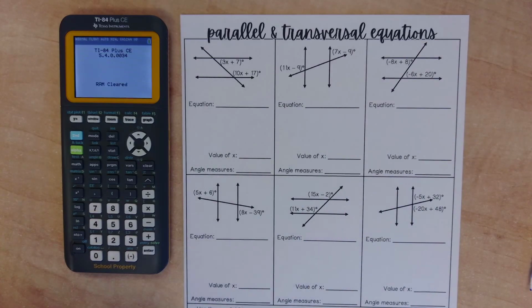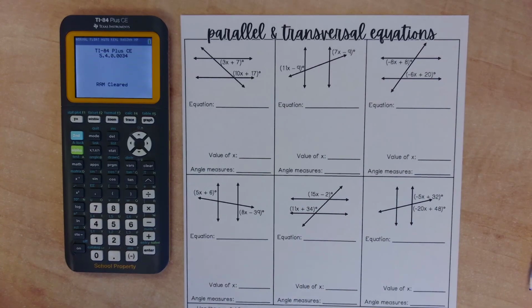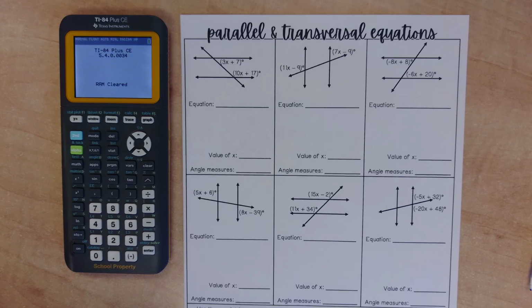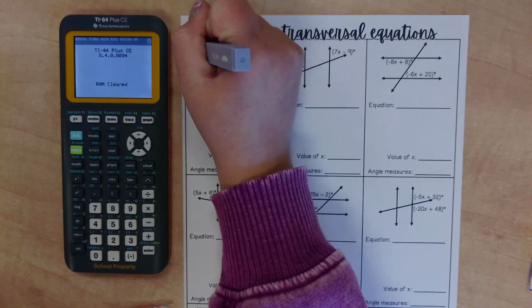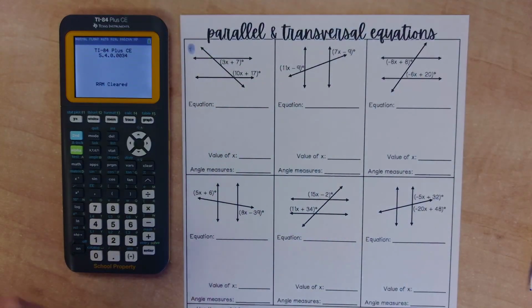Welcome to our next video where we're going to do parallel and transversal equations. Just like in the previous video, we are still dealing with transversal and parallel lines that have been cut and they've made obtuse and acute angles, but now instead of just having directly what the angle equals, we're going to have to actually solve for it. So what I still recommend is on every example, still identify what is acute and what is obtuse.